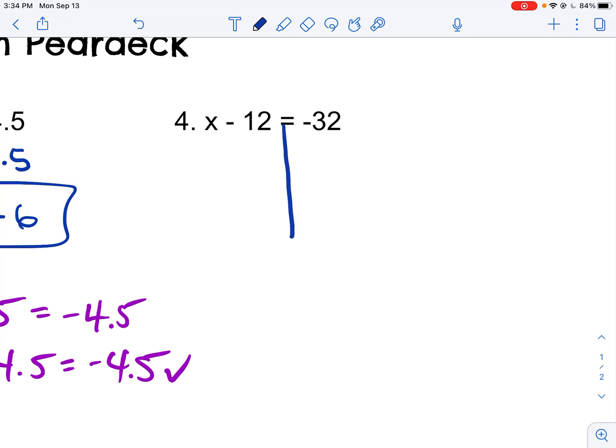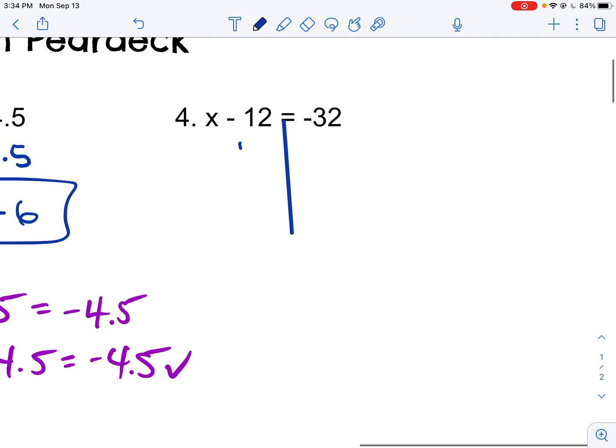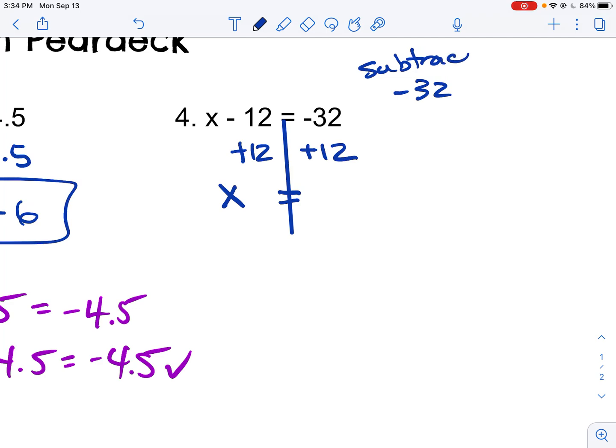Here we go on this one. Again, I'm going to draw this straight down. I'm going to add 12 to both sides of the equal sign. I bring down the X, I bring down the equals. So I have 32 negatives. I have 12 positives. So that's like subtracting. I'm going to subtract them. When I subtract them, I get negative 20.